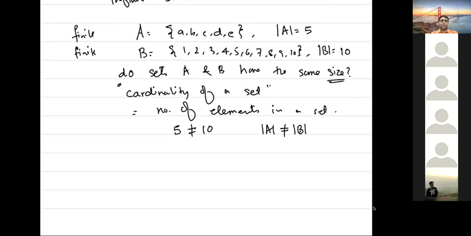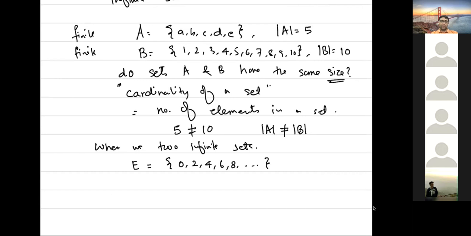But what happens when we have two sets which are infinite? The problem arises when we have two infinite sets. For example, just consider the set E, which is a set of all even numbers: 0, 2, 4, 6, 8, and so on. So this set E contains all possible non-negative even numbers. And let's say we have another set O, which contains all positive odd numbers: 1, 3, 5, 7, 9, and so on.